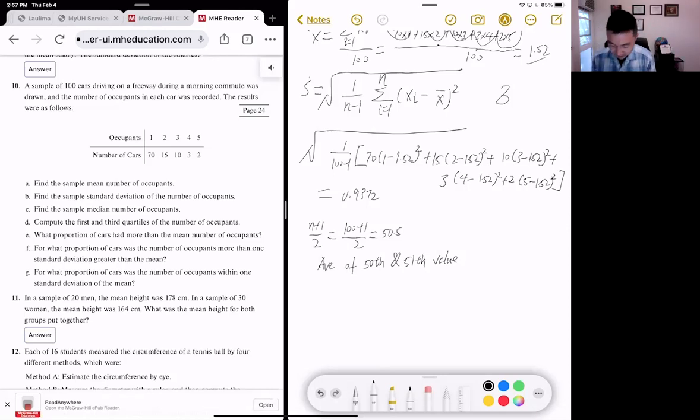So which one is the 50th? First we arrange the number of occupants from small to large. So what is the 50th value? It's 1, right? Because we have 70 cars with only one occupant. So the 50th will be 1, and the 51st is also 1. 1 plus 1 divided by 2 is 1. So the median is 1.